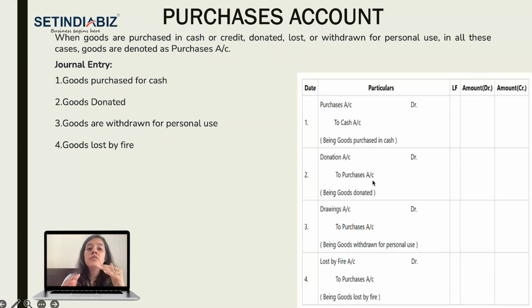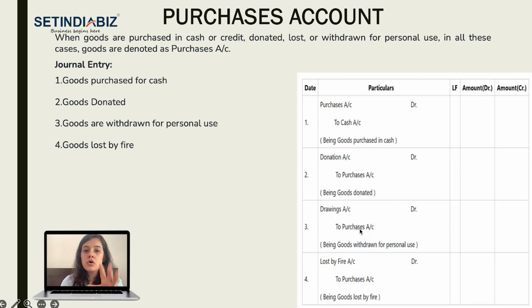Now, whenever we are donating our products, there is a reduction of our goods. Whenever our goods are reduced, whenever a stock is reduced, whenever the asset is being reduced, it will be credited. So purchases account is being credited and donation account is being debited, being goods donated. Then goods are withdrawn for personal use. These are already done by us, but we'll still repeat. Drawings account debited to purchases account, right?